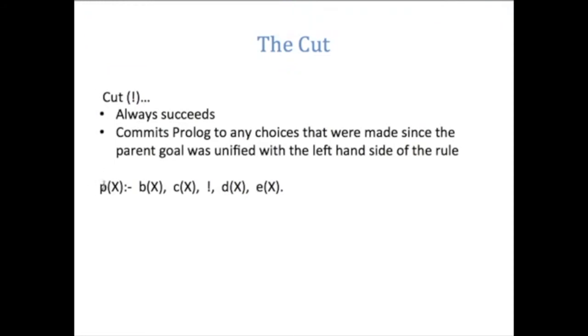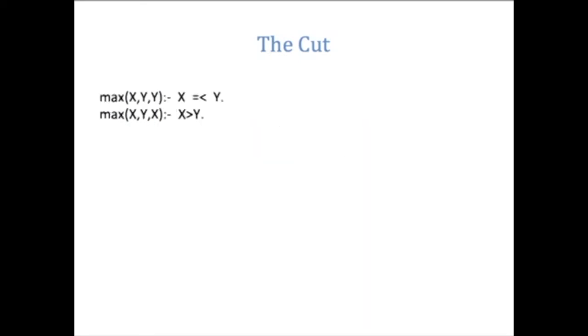it's going to try to backtrack. But p of x, when it was called here with this cut, commits Prolog to the choices of the values for x we have. So it's just going to fail, and it won't get retried. That's the basic idea. Let's look at this in action.